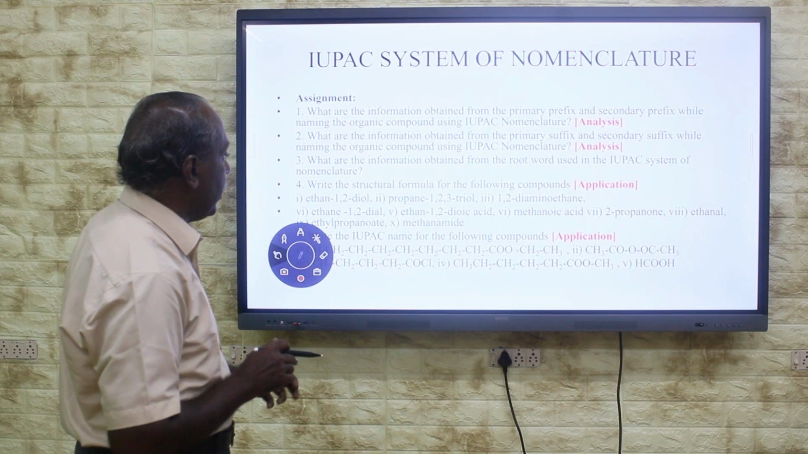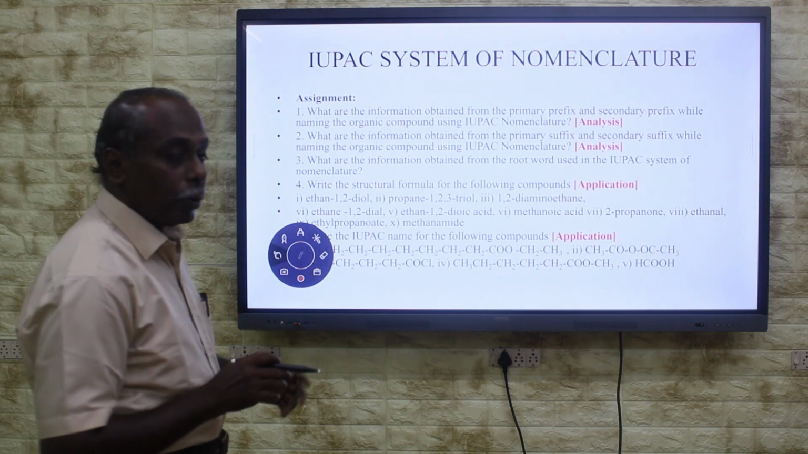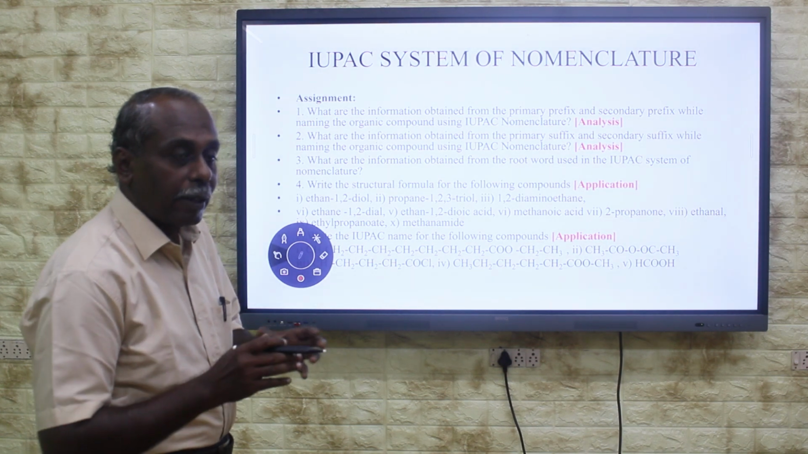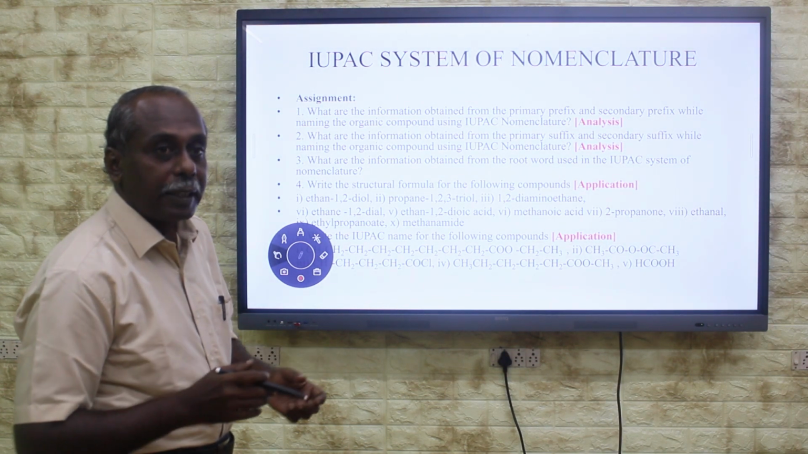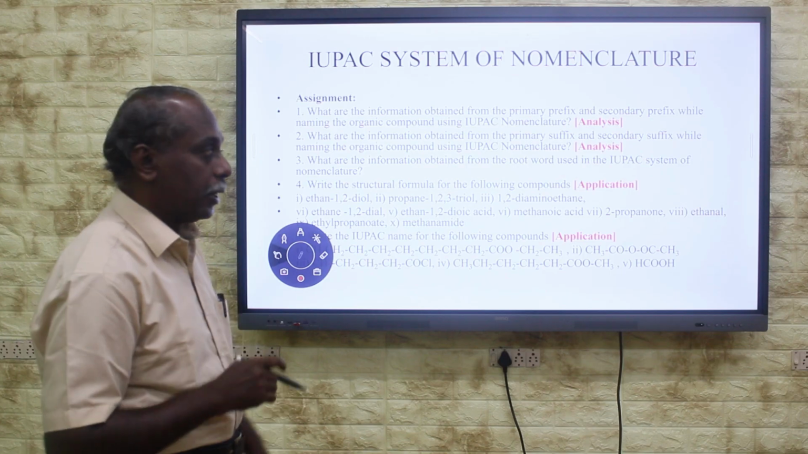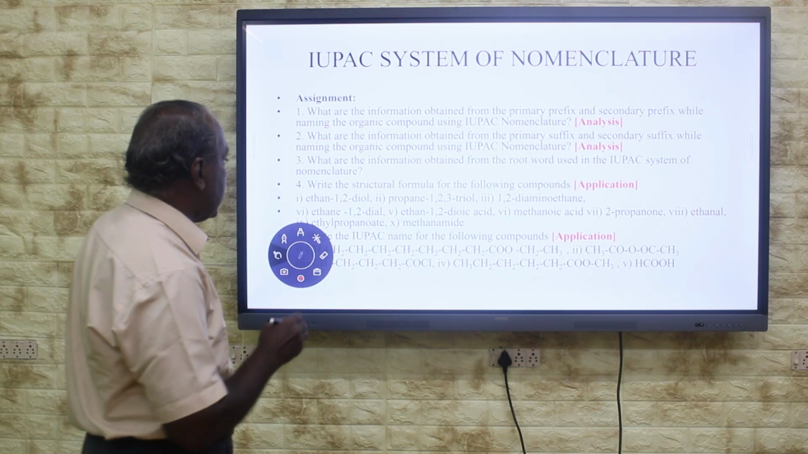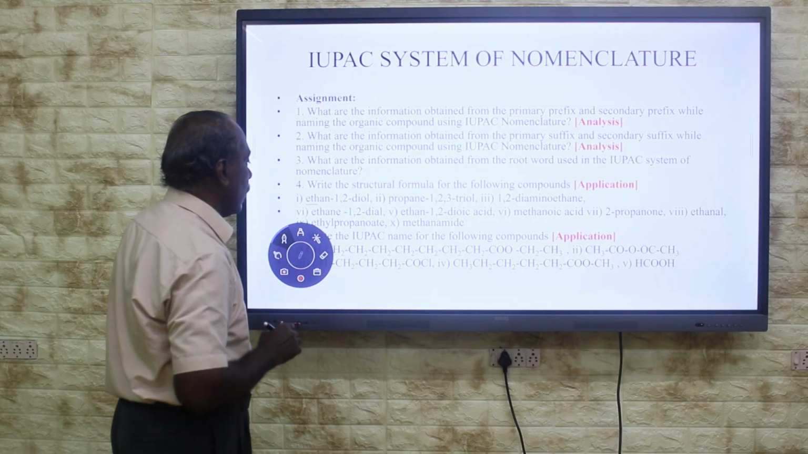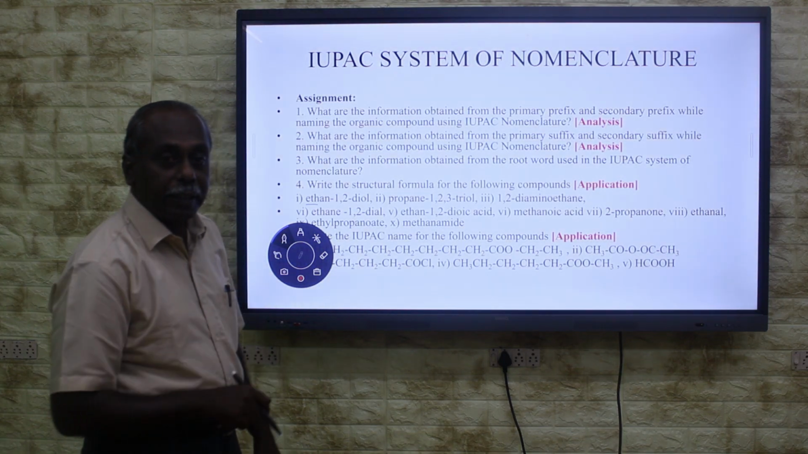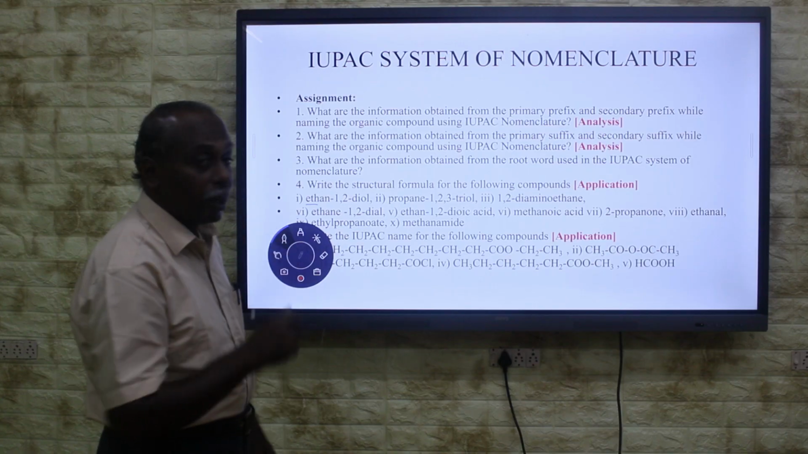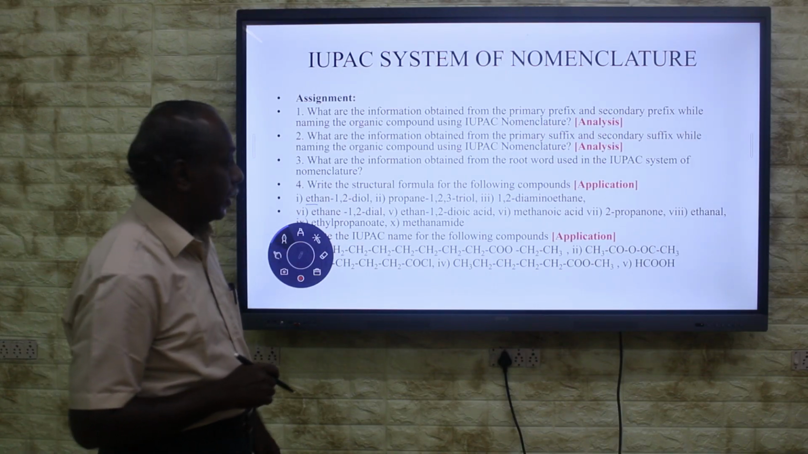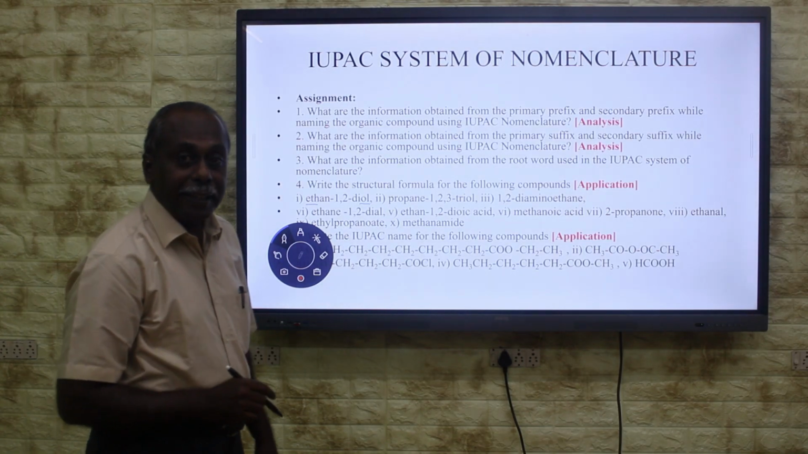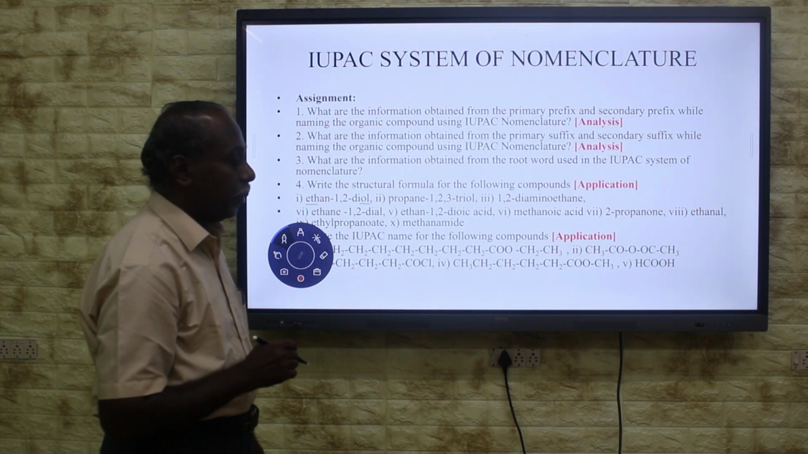Here, a very important one is ethane-1,2-diol. For this kind of compound, we can't give the name in the trivial system of nomenclature. Eth indicates there are 2 carbons. AN indicates it is saturated. These 2 carbon atoms are connected by a single bond. Then OL indicates alcohol, and di indicates there will be 2 alcohol groups.